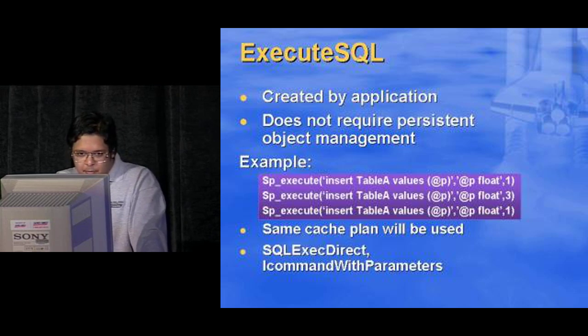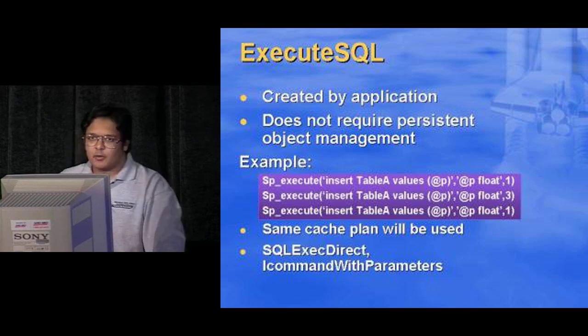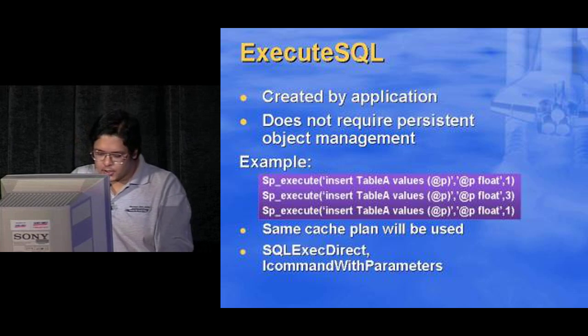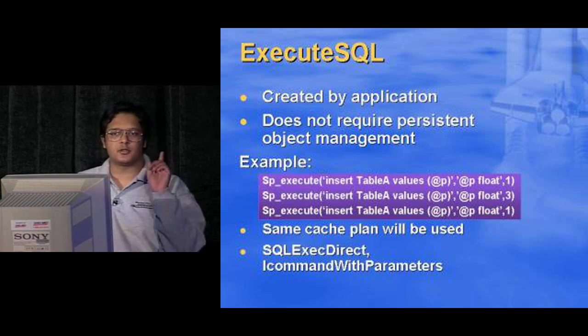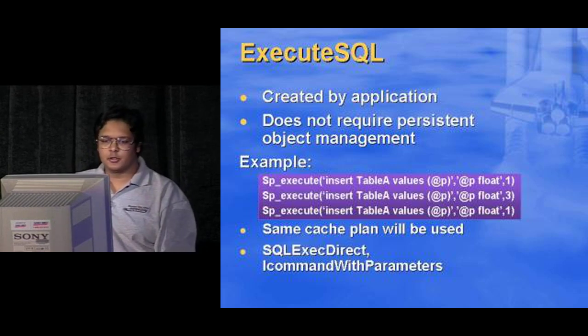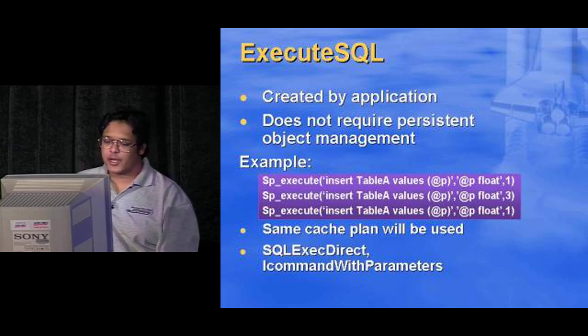So from the example before, repeated calls with the same batch will use the cached plans. And in this case, the cached plans will be used for all three statements. For ISVs that we worked with previously, we've indicated that you should use this method if you don't know that you're going to be executing the statement more than once. So this is one round trip to the server to execute. This is exposed in ODBC with SQL exec direct and in OLE DB with ICommand with parameters.